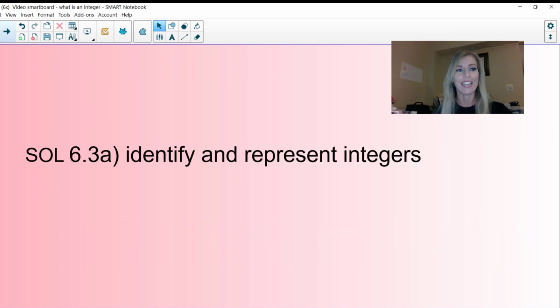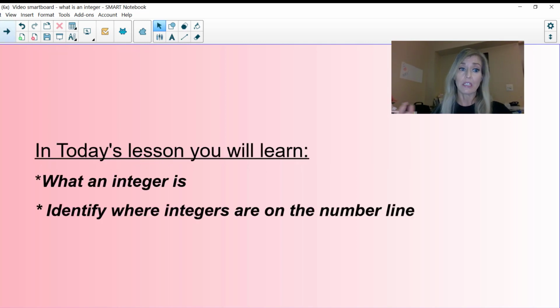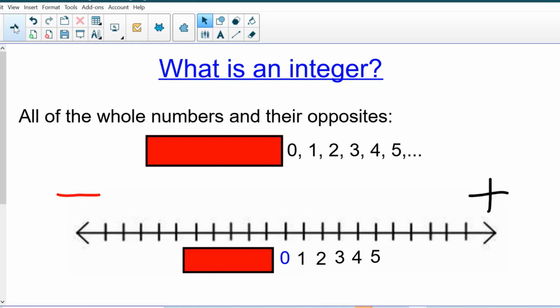So today we are going to look at Standard 6.3a, identifying and representing integers. Specifically, today you're going to learn what an integer is, where they are on the number line, and also what some real life examples of integers are. So let's get started. What is an integer?